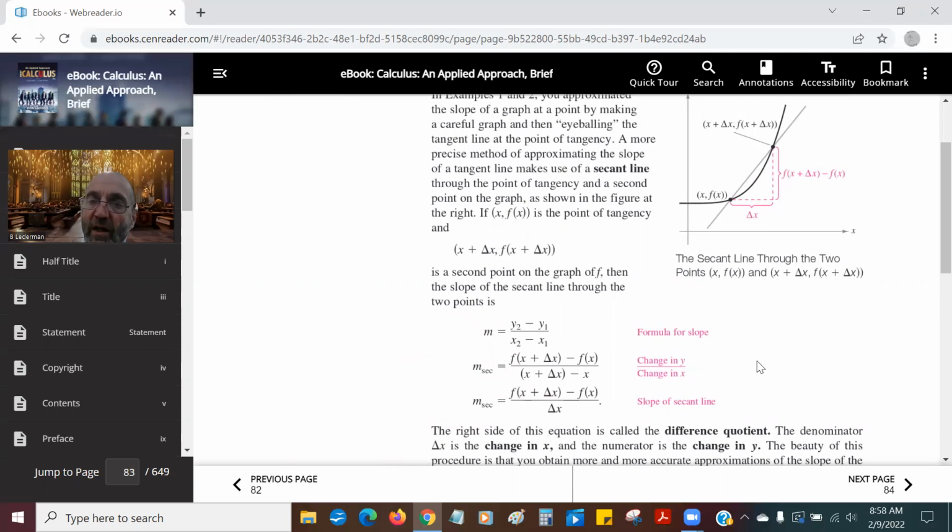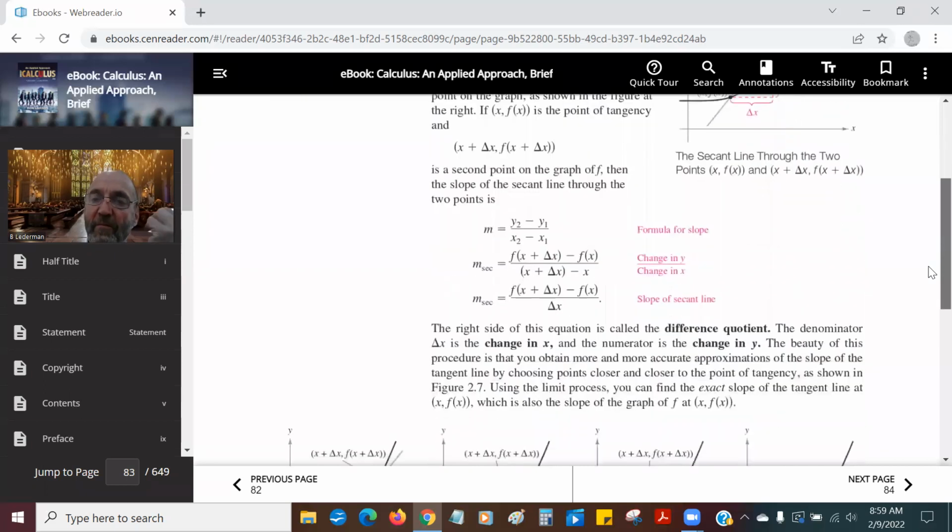over delta x. Now, in case you haven't guessed, calculus, as I've said before, is all about limits. And what we're going to do is look at the limit as delta x approaches 0. When delta x approaches 0, this secant will eventually turn into a tangent. That's the best way I could say it right now. We will be more specific about that, but that's the general idea.